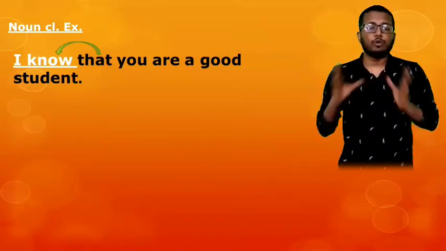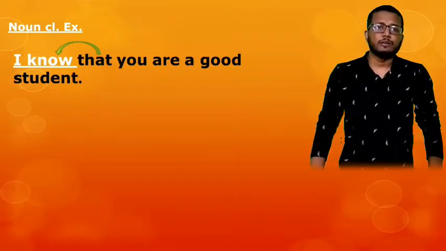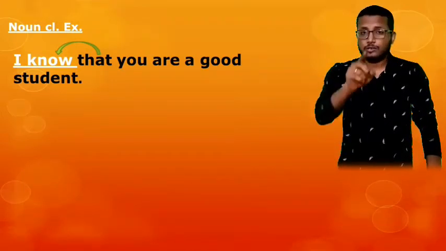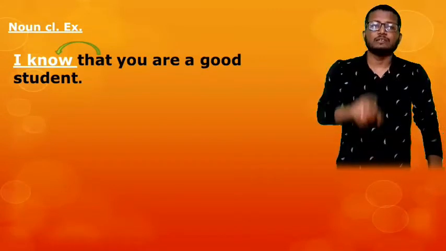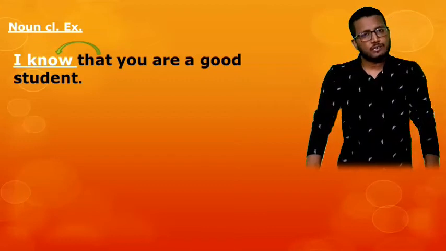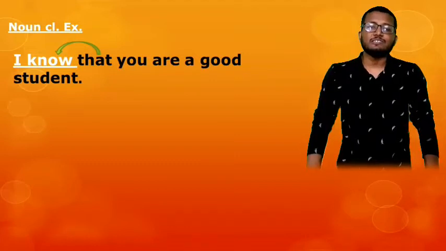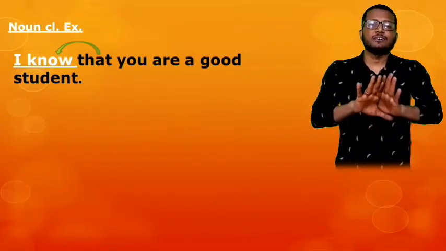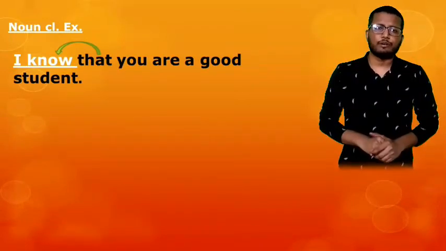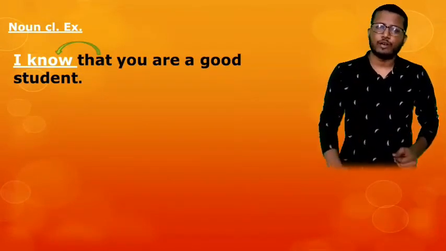As it has no complete meaning, "I know", the first one, the white underlined one, is a dependent clause. And the second one, "you are a good student", has complete meaning. It doesn't need anyone else's help. For that reason, the second part is what? Yes, the second part is an independent clause. It has complete meaning. It doesn't need others' help. The first one you have understood. So this was the example of noun clause.